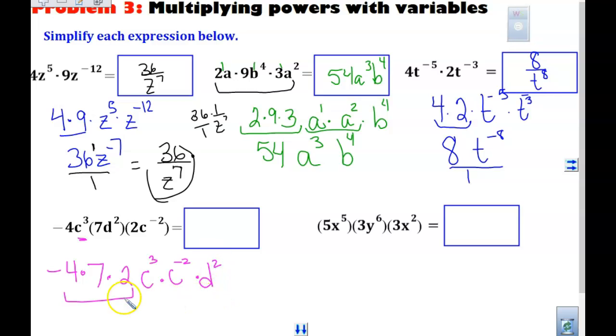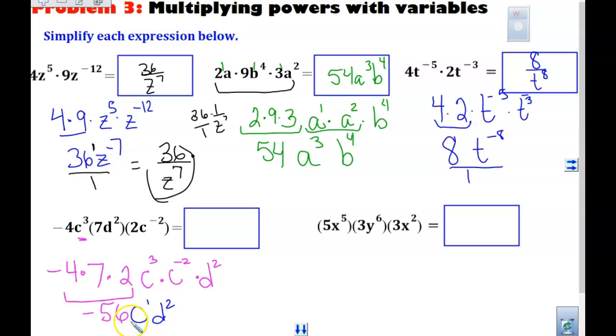D to the second. So when we multiplied all those numbers, negative 28 times 2, 14 times negative 4, we ended up with a negative 56. You put it in your calculator, that's okay too. If I'm looking at my c powers, Autumn, what am I going to end up with? C to the 1, and I have D to the 2, right? So my answer, should I move the negative 56 to the denominator?